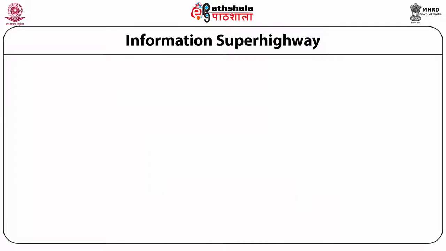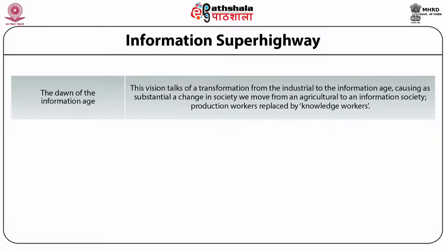Emergence of information and communication technology, which is in abbreviated form called ICT, has made possible the development of the National Information Infrastructure, which is called NII, which has generated both unprecedented challenges and important opportunities for a large number of people in this society. Information superhighway. The dawn of the information age. This vision talks of a transformation from the industrial to the information age, causing as substantial a change in the information society. We move from an agricultural to an information society, and the production workers are replaced by knowledge workers.